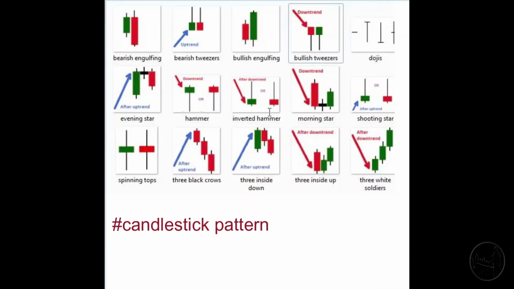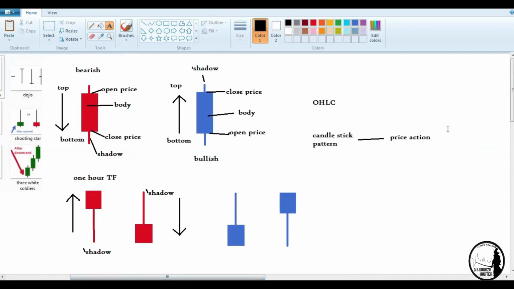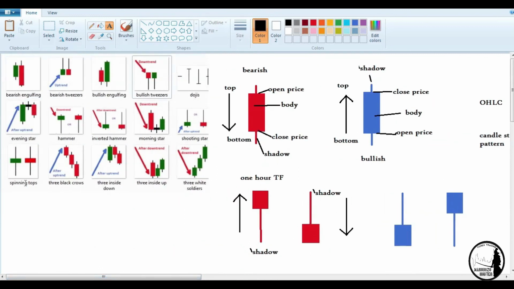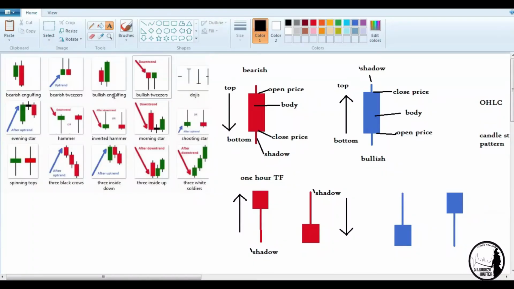You guys need to focus on these 4. For beginners, just focus on these 4 candlestick patterns: bullish and bearish engulfing, evening star, and morning star. So this is the candlestick pattern price action that you guys can use in your trading. Always trade using price action. So this is one of the price actions. Okay, we go to our chart.